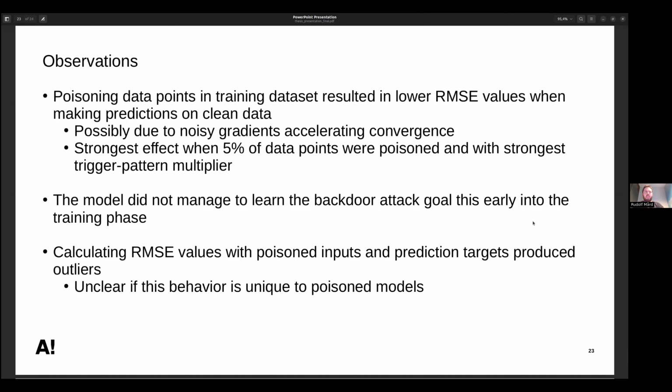And also, lastly, when we calculated the RMSE values with the poisoned inputs and poisoned prediction targets, there were prominent outliers. And well, I did not test this on the clean model, so it remains unclear whether this behavior is unique to the poisoned models. But if the clean model does not behave this way, maybe this can be leveraged to detect if a model is compromised by this kind of attacks. But yeah, so far it remains unclear.